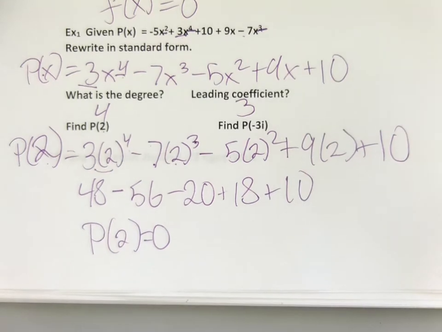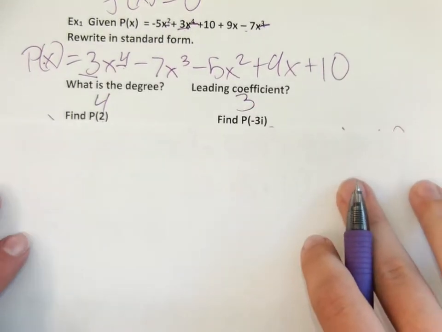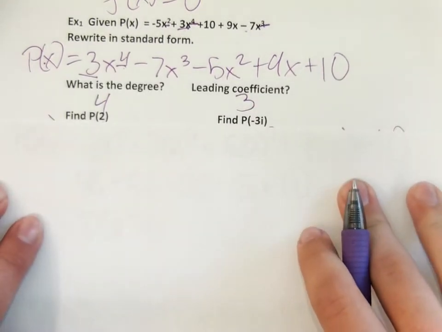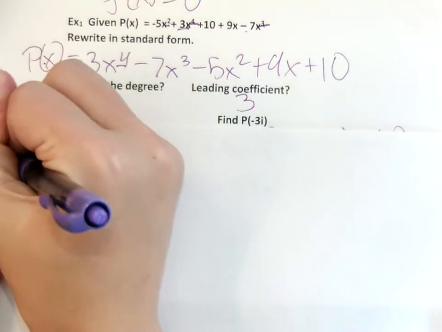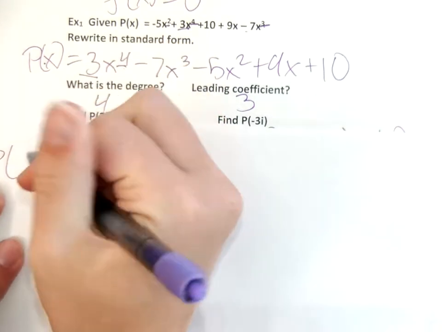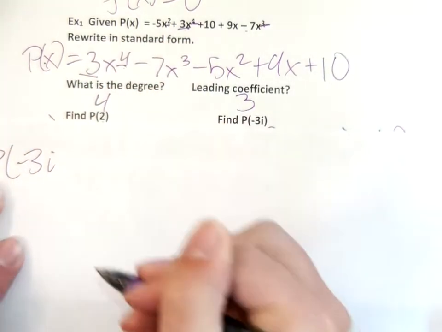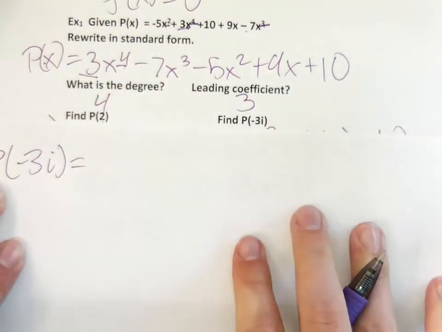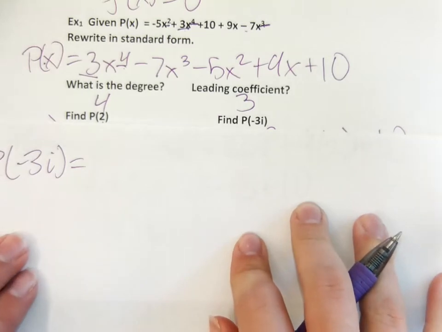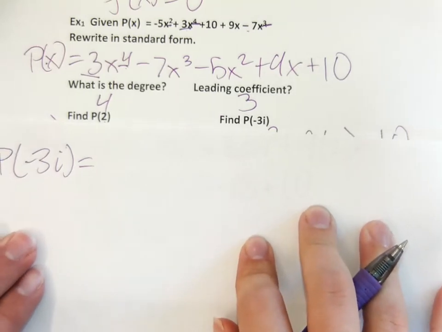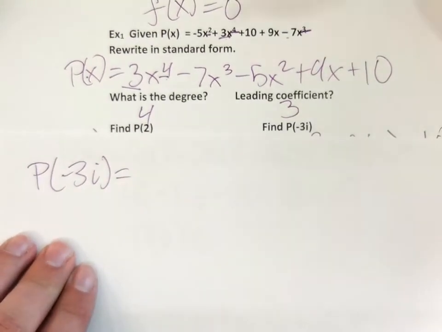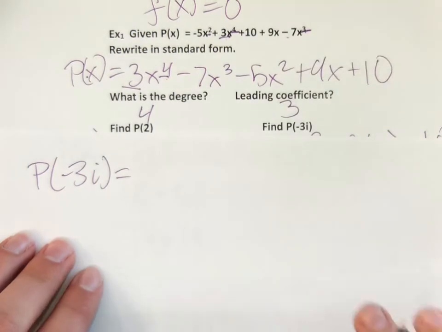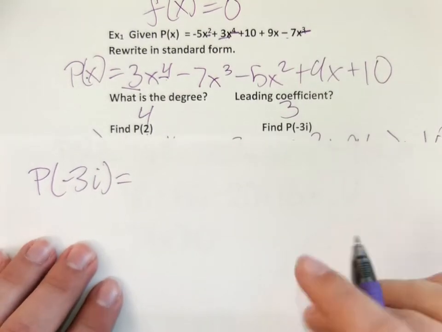All right. Now we have this fun one with stuff we've been practicing. P of negative 3i. Let me zoom out a little. It won't let me zoom. Okay. No, I know it's recording.